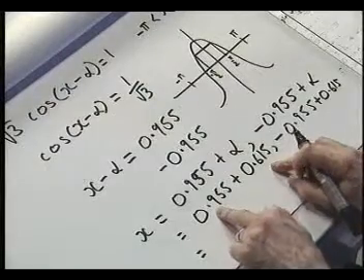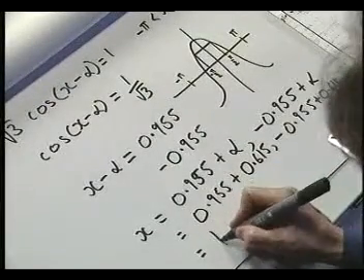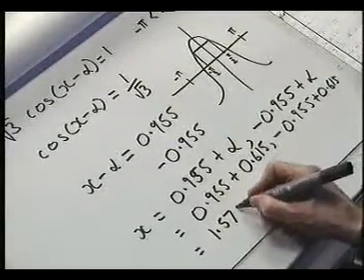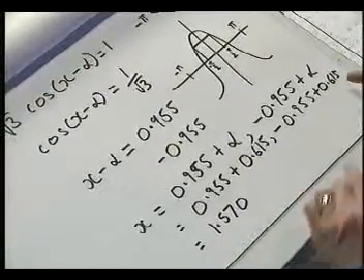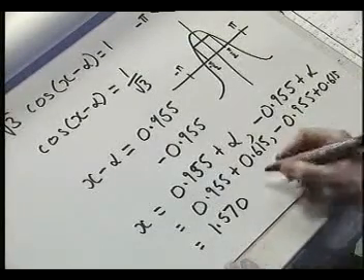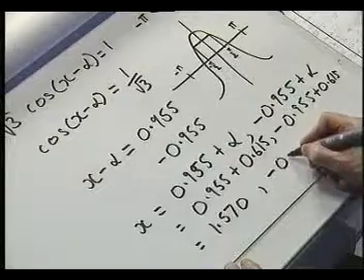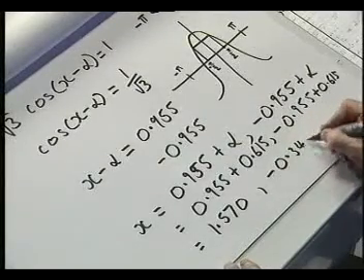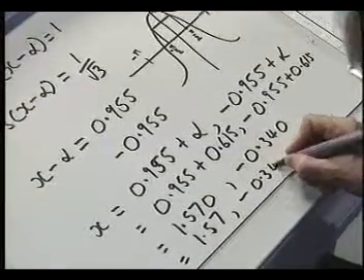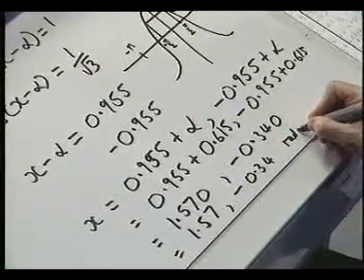So we add these two together, we're going to get 1.570, and if we take these two, we're going to get minus 0.340. So if we work to two decimal places, that's 1.57 and minus 0.34 radians.